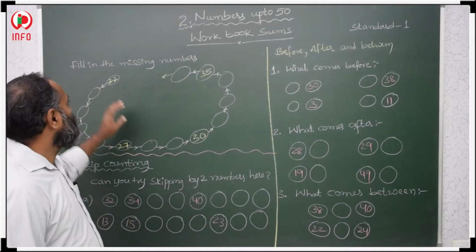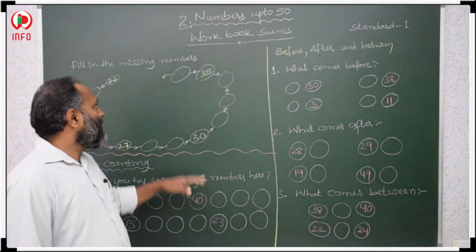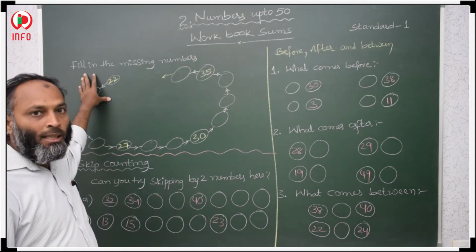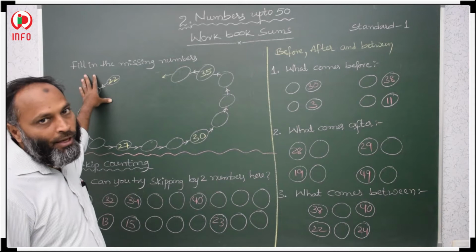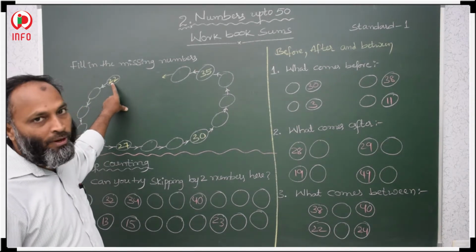Yes, now friends, one more time we are given missing numbers. Missing numbers we have to write. Here in the round circle some numbers are given and some numbers are missing. Those missing numbers we have to find and fill in. So where does it start from? Here it starts from 22.